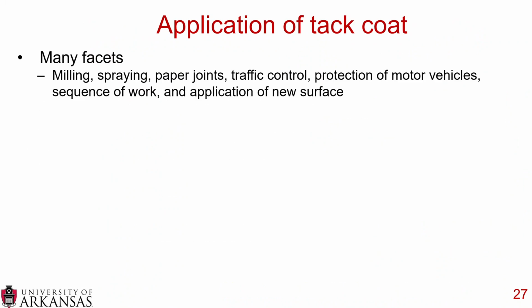Now, the application of tack coat, there are many facets. You may need to mill an existing pavement beforehand. You need to actually spray the material. You may put down paper joints in order for good, nice, clean lines between construction areas. You'll need to have traffic control. You want to make sure you protect motor vehicles. I do not know a single person who likes asphalt emulsion or hot applied asphalt being sprayed on their car. I love both. I don't want it sprayed on my car.